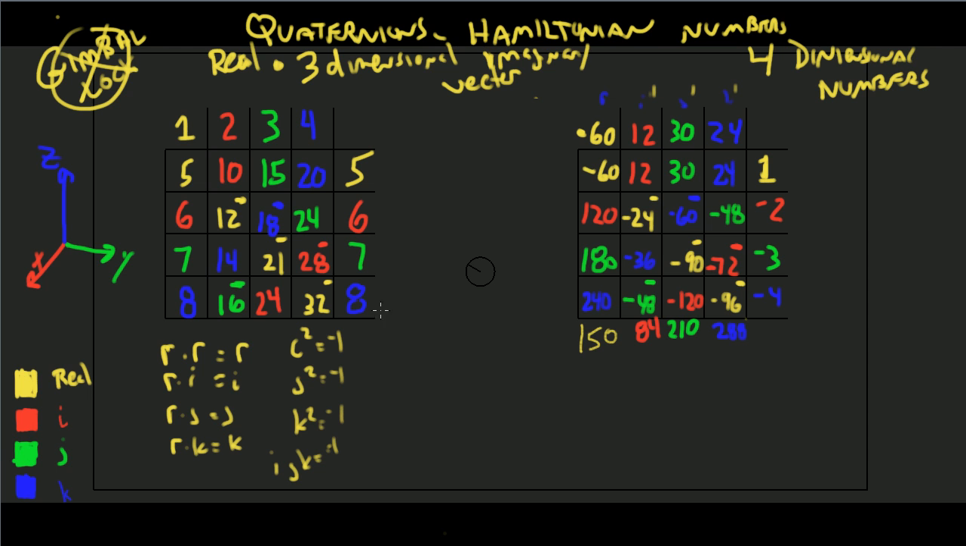But we do know this, that i times j, and I think it's usually a cross, equals k. We know a k times i equals a j, and we know a j times k equals an i. See this, an i times j equals k, a k times i equals a minus j, and then a j times k equals an i.